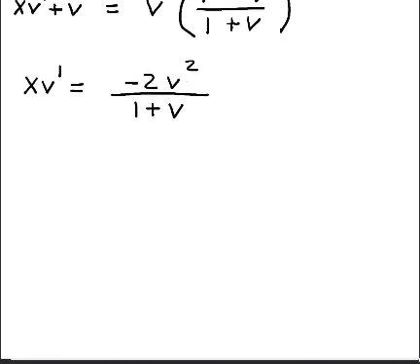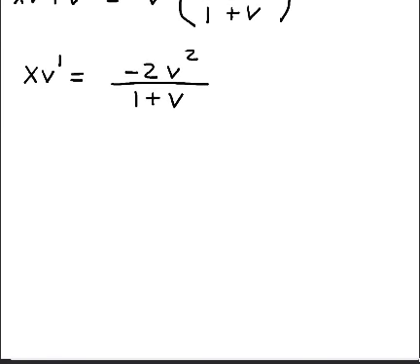Now this thing turns out to be separable. That is, I can do the following. I'm going to rewrite v prime as just dv/dx. That's what it is. And then just work this out.